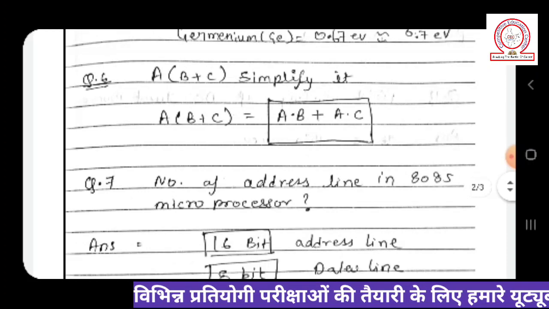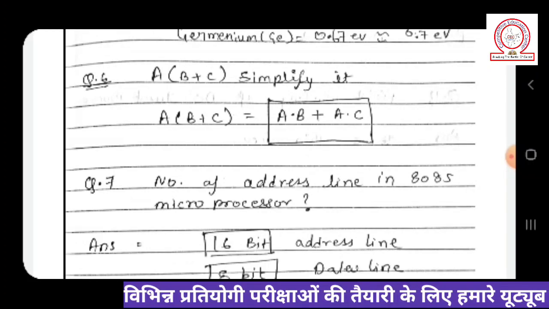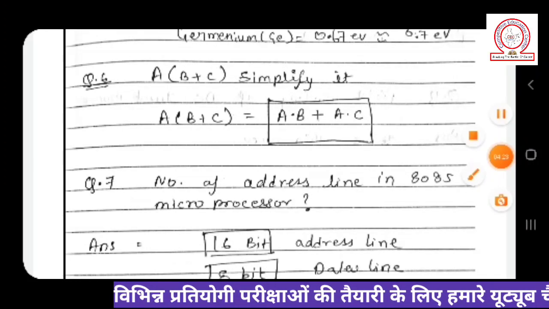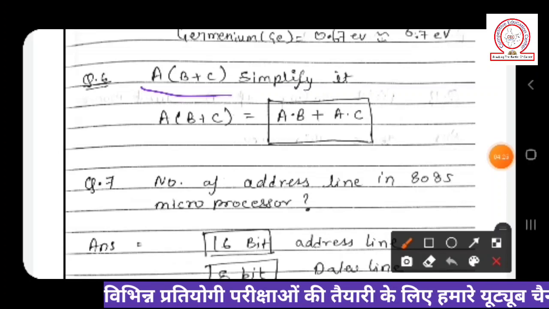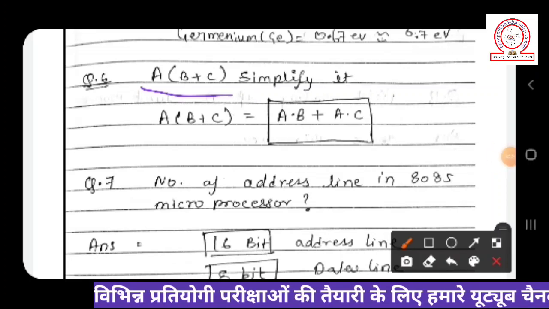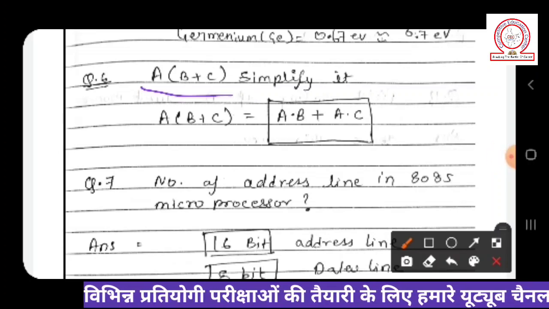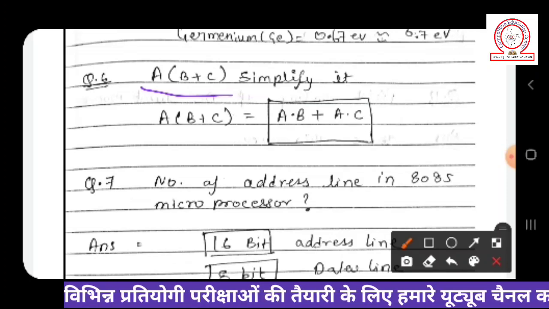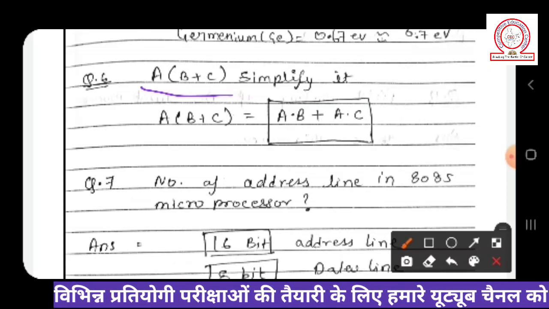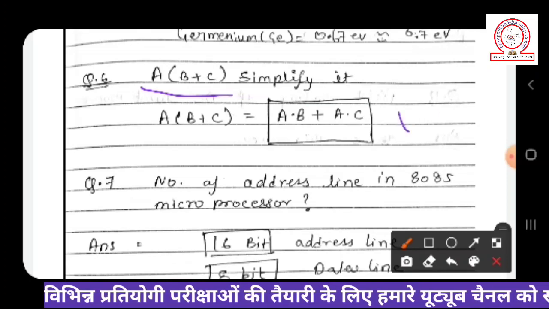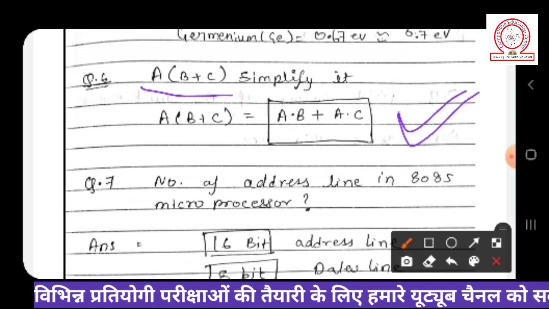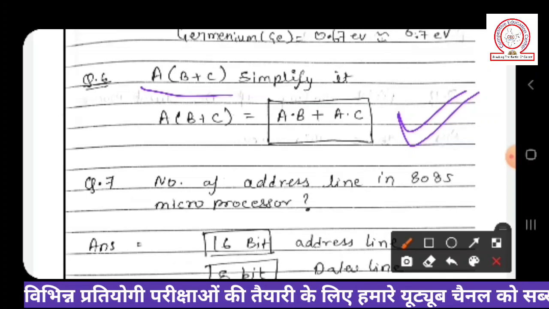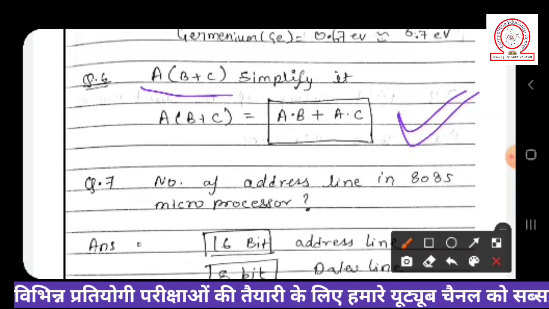Now the sixth question was to simplify A times (B plus C). So we just have to multiply A with B and C. So the final output will be A dot B plus A dot C. So this was the correct answer. If you have marked it, you will definitely get marks on this.